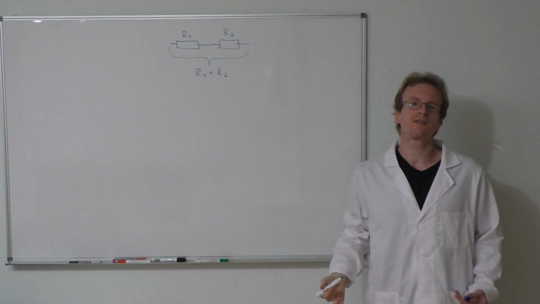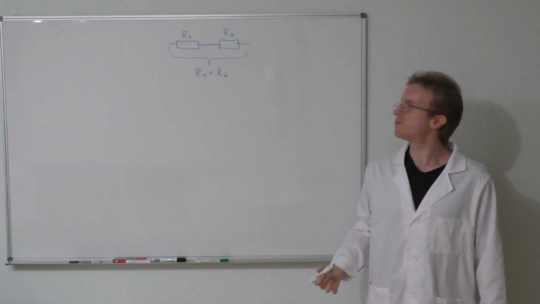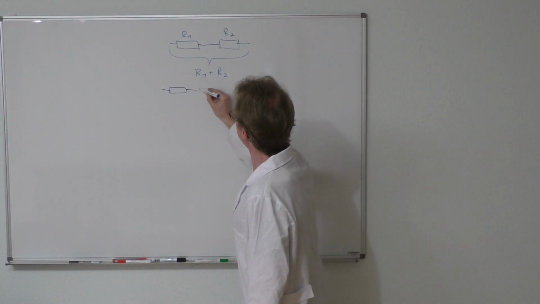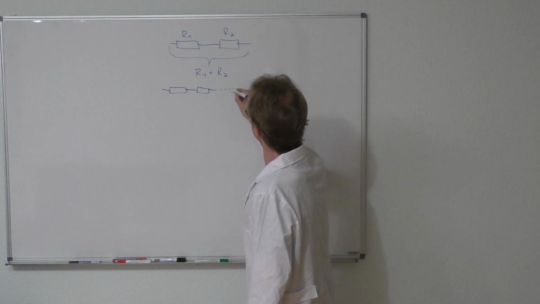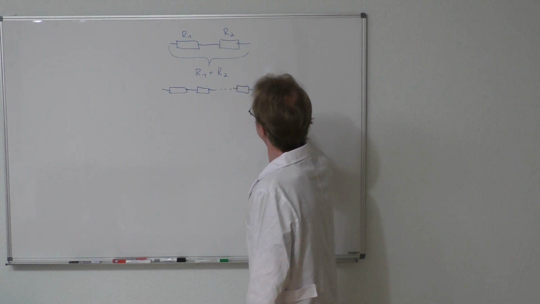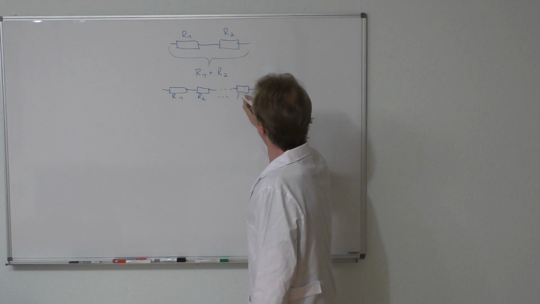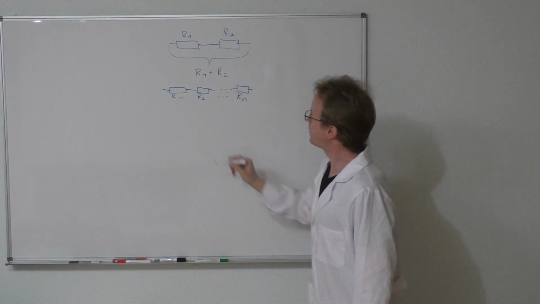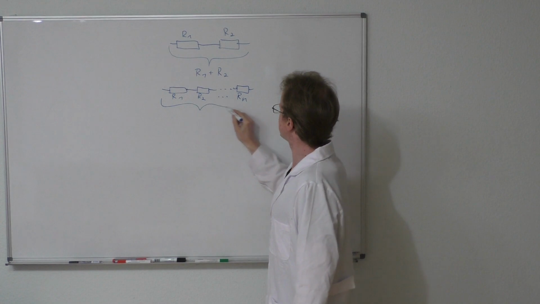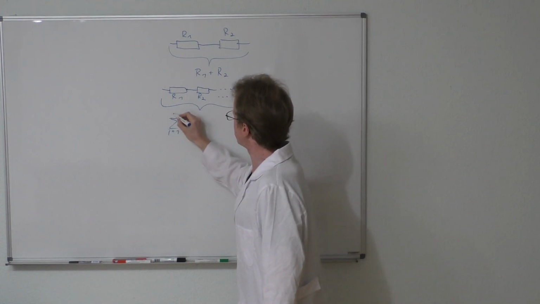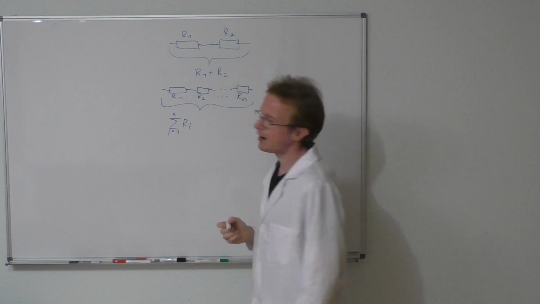And that holds for an arbitrarily large number of resistors. So you can also put a lot of them in series like this, starting with R1, R2 until Rn, and the overall resistance of this entire thing is just the sum over Ri for i from 1 to n.